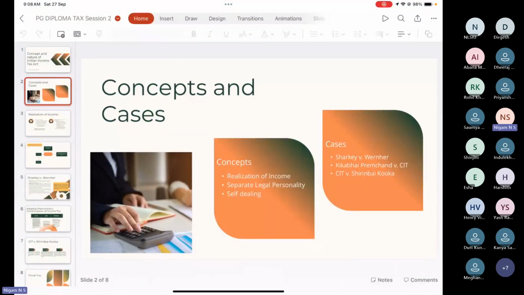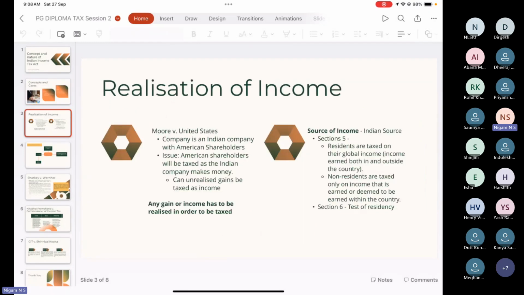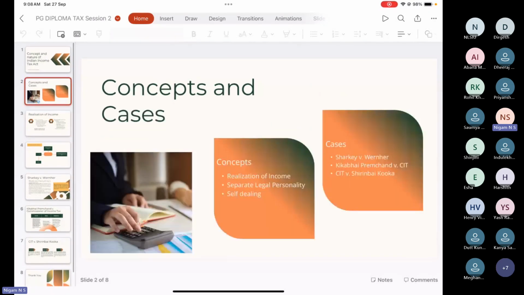So let's start with that. Let's start with the idea of realization of income, right? And sorry, before we go to the realization of income, what are we trying to see in today's session? We are going to be talking about what we mean by realization of income, what is the issue with separate legal personality, and what are the issues with self-dealing.